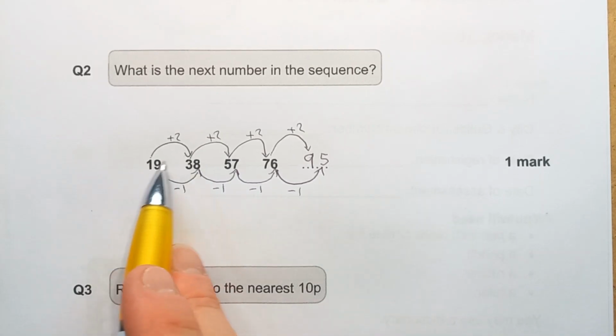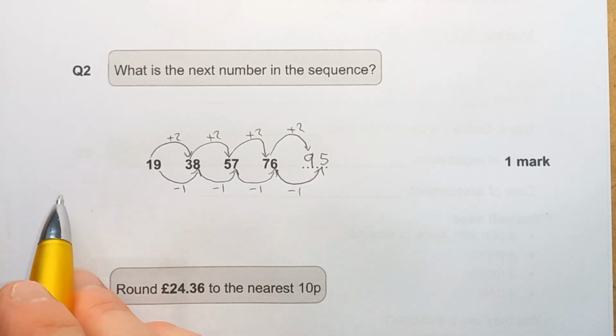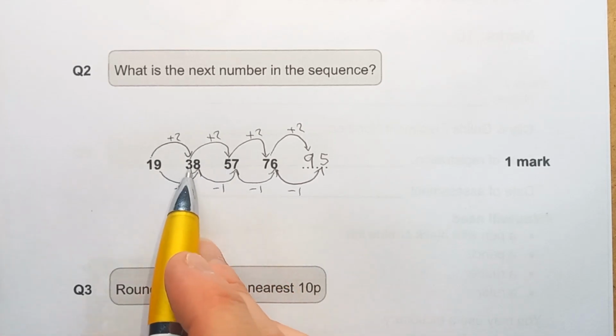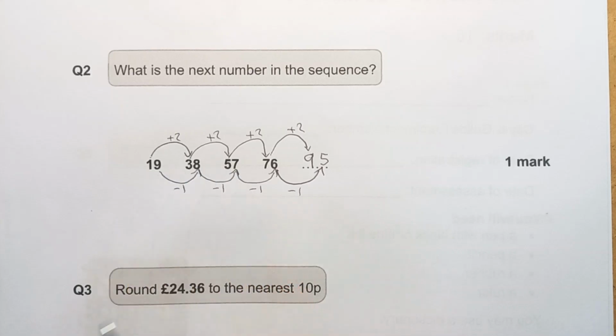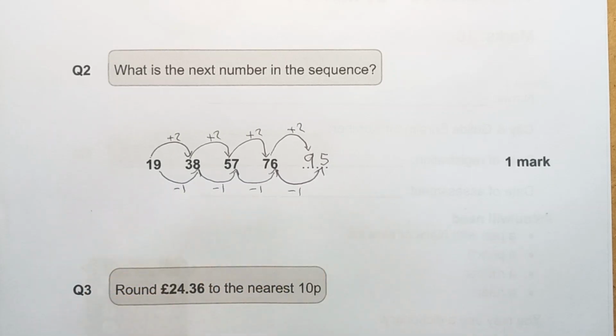Okay, so if you want to work them out, you can do 38 take away 19, and you will find you've got a difference of 19. 57 take away 38, you'll have 19 again. But it's just a longer process, especially if you haven't got a calculator. So it's good to see if you can find a nice pattern like this to save you a bit of time.